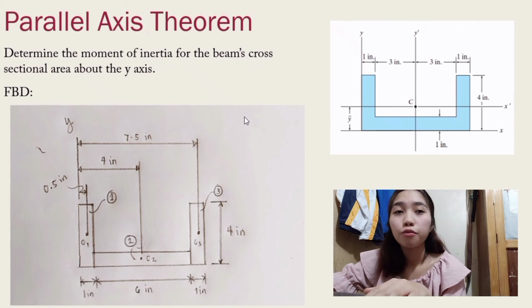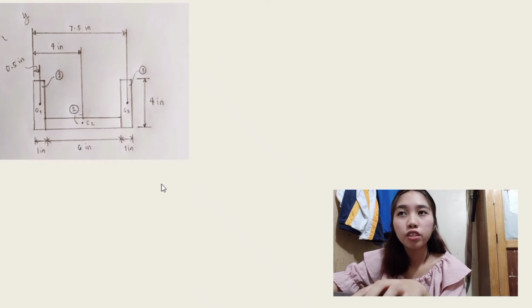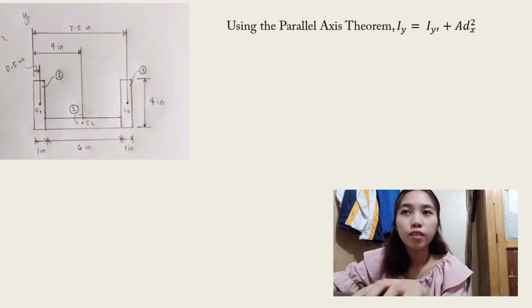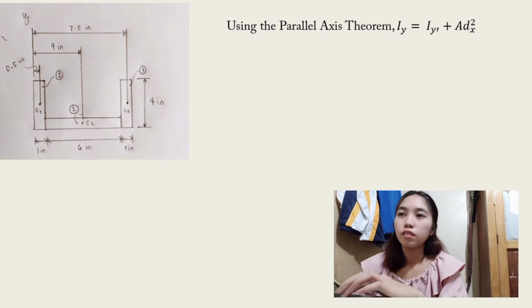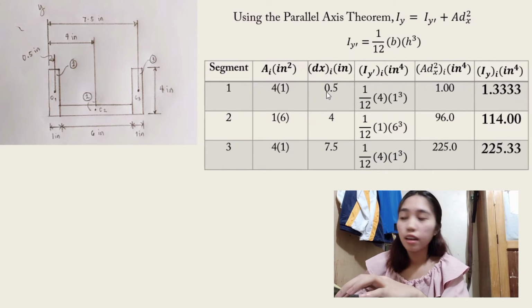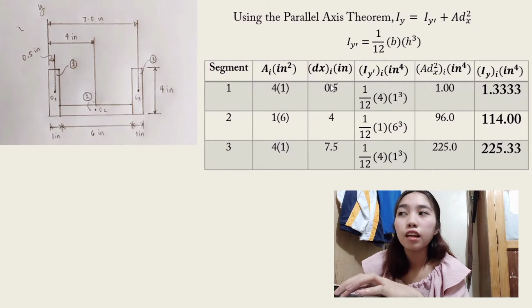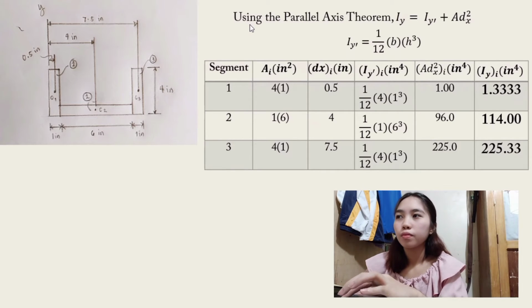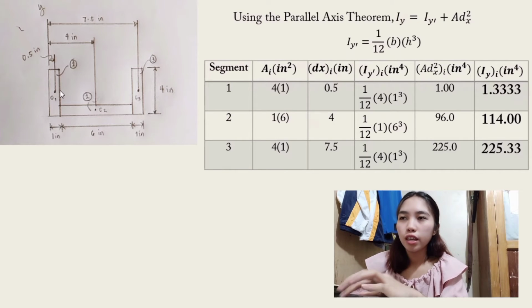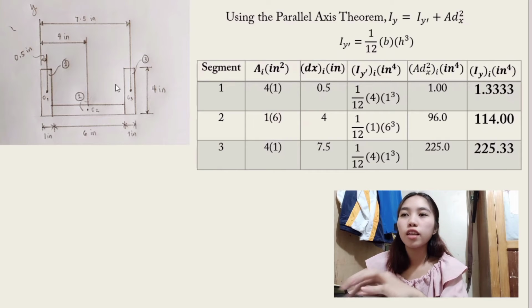So based on a free body diagram, using the parallel axis theorem, the moment of inertia about the y-axis is equal to Iy prime plus area times dx squared. The distance here is the length from the center of a segment to the y-axis. In segment 1, it is 0.5. In segment 2, it is 4 inches. And in segment 3, the center from the y-axis is 7.5.